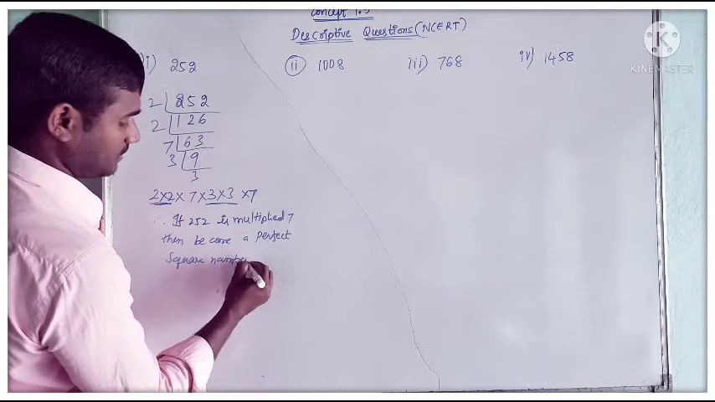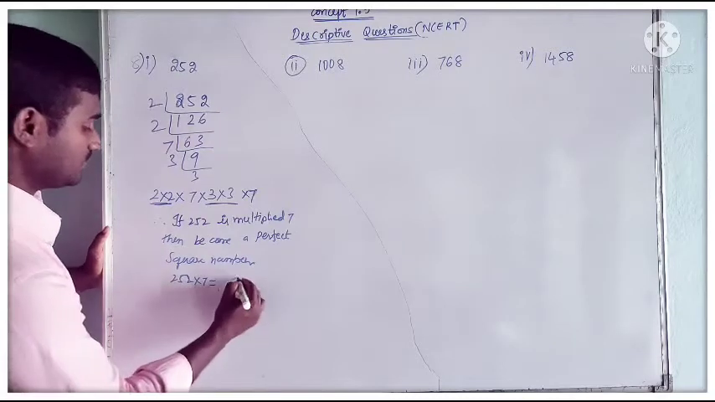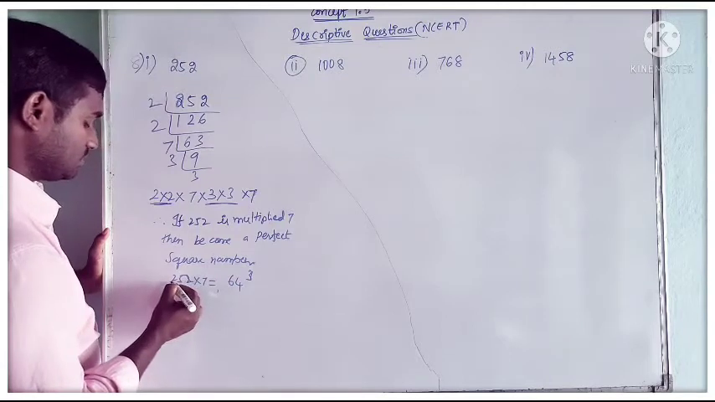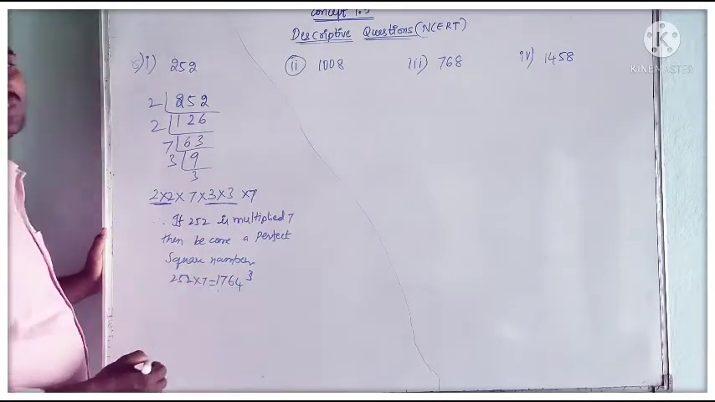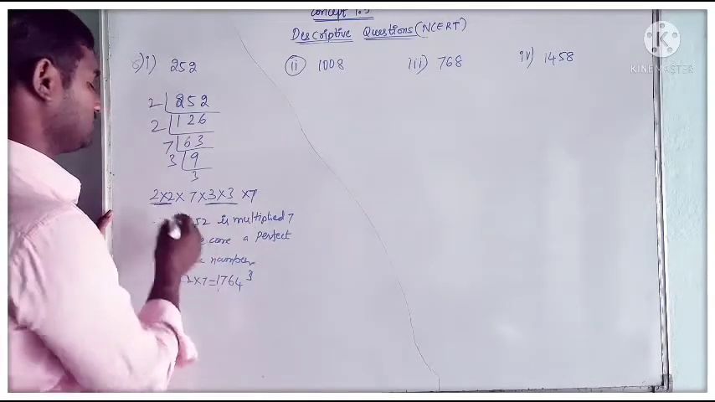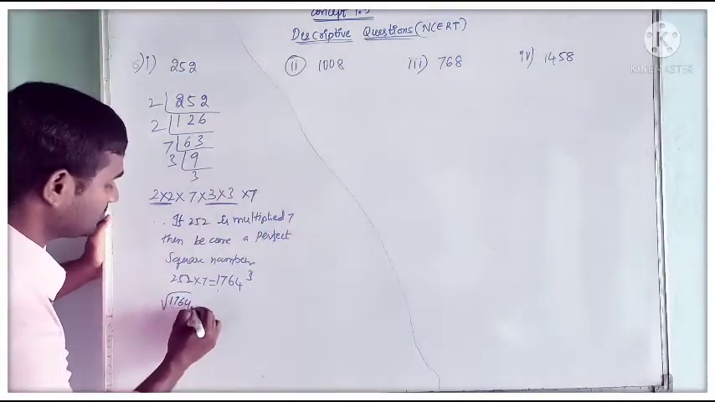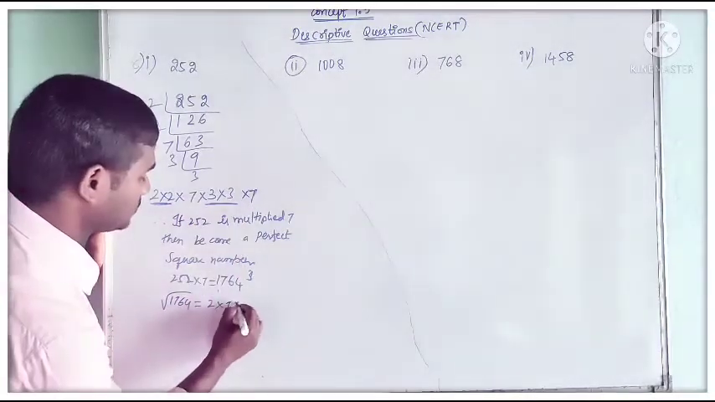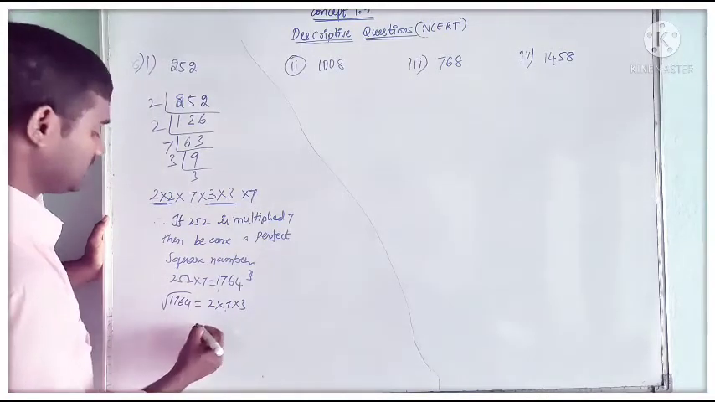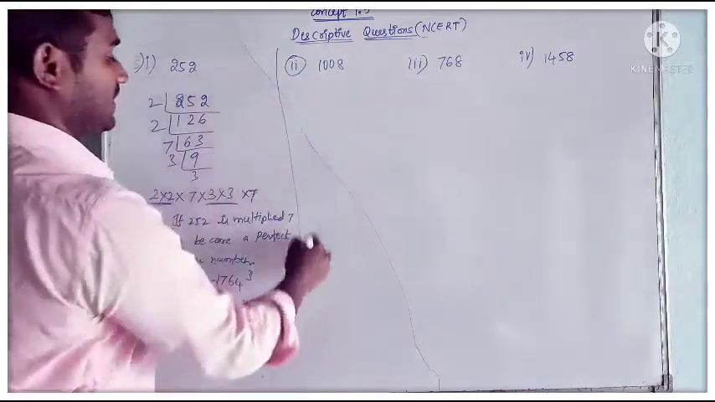So if 252 is multiplied by 7, 7 twos are 14, and 7 fives are 35, 36, 7 twos are 14, 14 plus 1, 7, 1764 is the perfect square number. Square root of 1764 equals 2 into 3 into 7, since from every two similar factors we can take one. 2 sevens are 14, 14 threes are 42. So 42 is the square root of the number obtained when multiplied with 7.